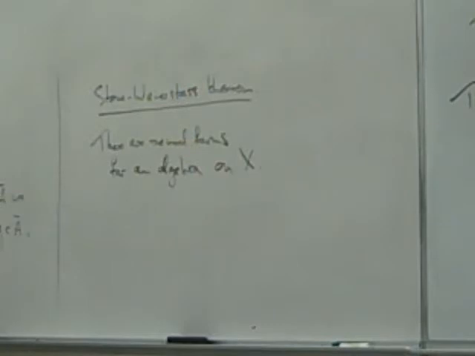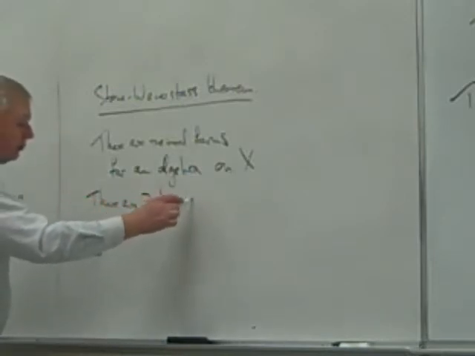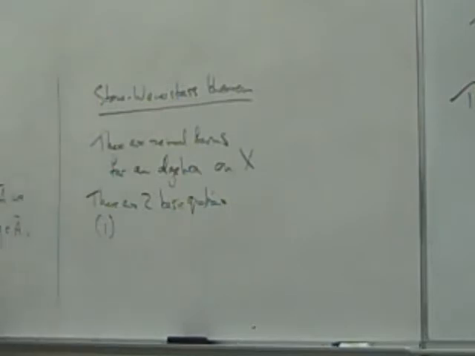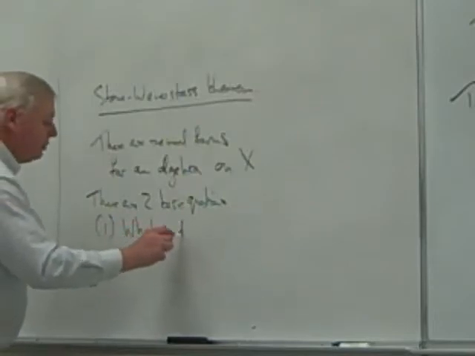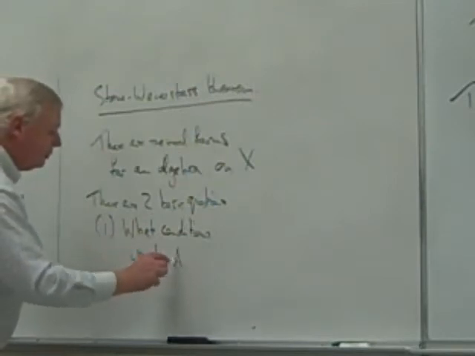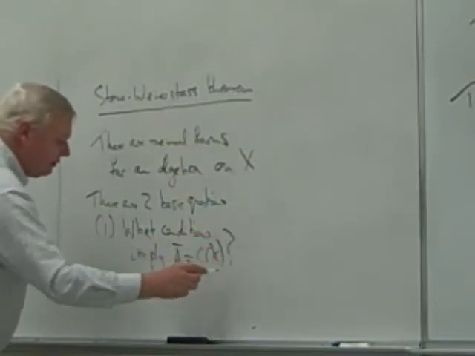And I'm sure I couldn't list them all, because if I listed them all, you would be able to find another one that read slightly differently. But here are some of the main ones. So there are two basic questions. The first of these is: what conditions imply that A bar is equal to continuous functions on X?